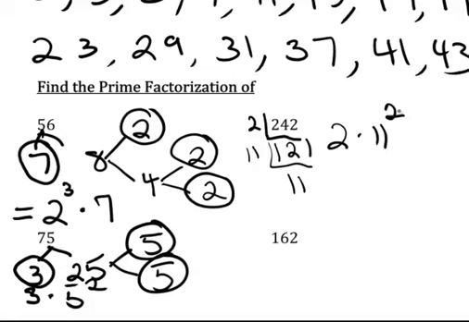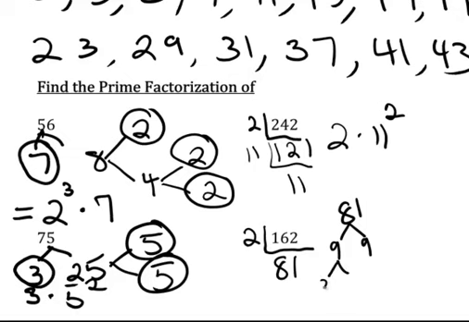I'll go ahead and do the same thing for my number 162. So 162, the number is even, so I know I can divide it by 2. That's going to give me 2 and 81. Now 81 is a number that I know pretty well just because I've seen my multiplication table many times. So 81 is 9 times 9, and each of those 9s breaks down into 3 times 3. So my final answer is going to be 2 times 3 to the power 4.